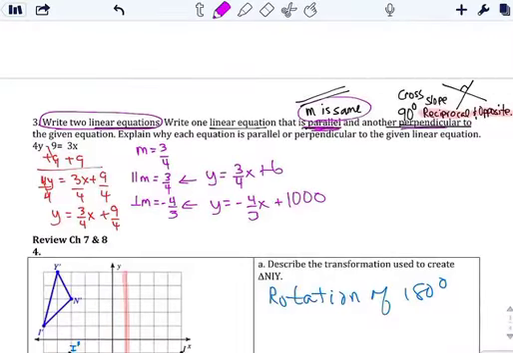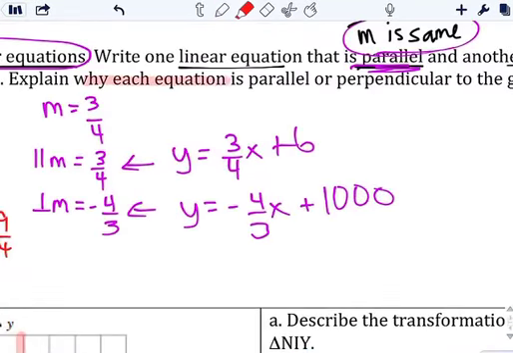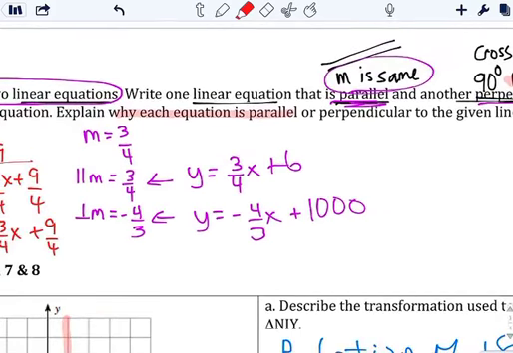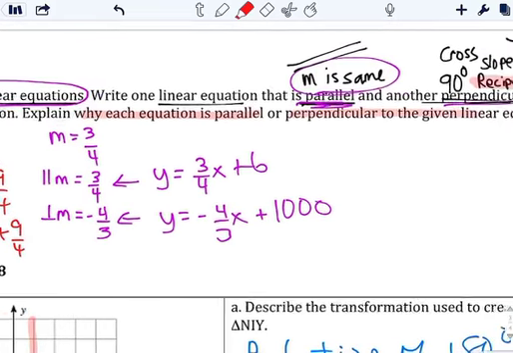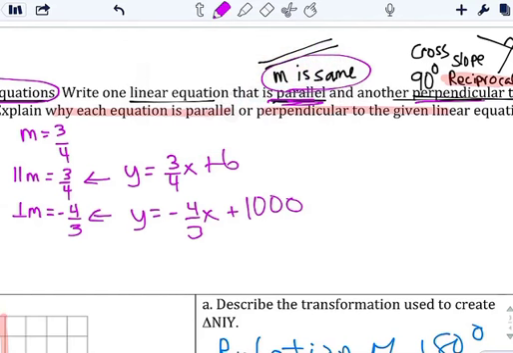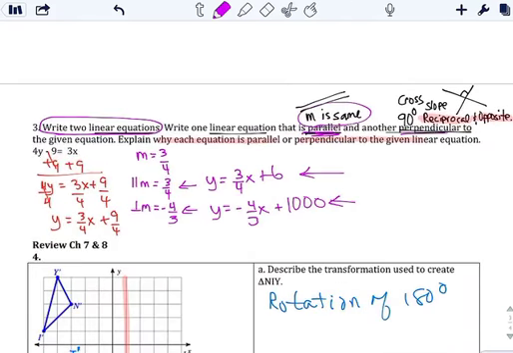Now, here it asks you to explain why each equation is parallel and perpendicular. You need to explain what makes this line parallel and what makes this one perpendicular. Can you write that after we have discussed it? Okay, go ahead and do that. So make sure you explain it.